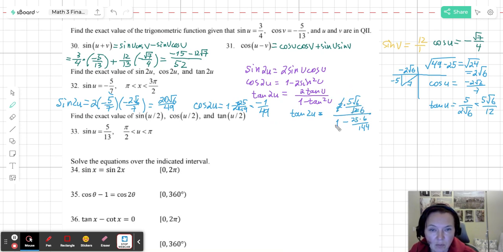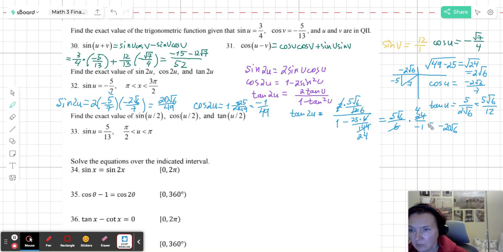I can simplify it a little bit, and then 1 minus 25 times 6 over 144, so also simplifying. 144 is 12 times 12, so that's going to be 24, I believe. And now we have 5 root 6 over 6, divided by 24 minus 25, that's -1 over 24. Since we're dividing, we have to multiply by the reciprocal, so 6 goes into 24 4 times, so we're going to end up with -20 times the square root of 6. Those are our 3 answers.